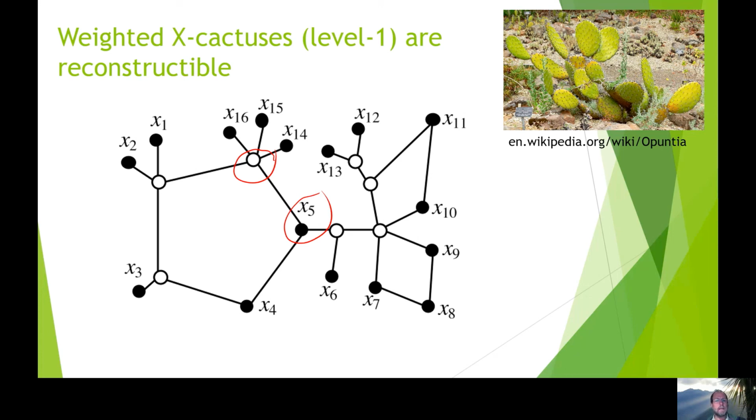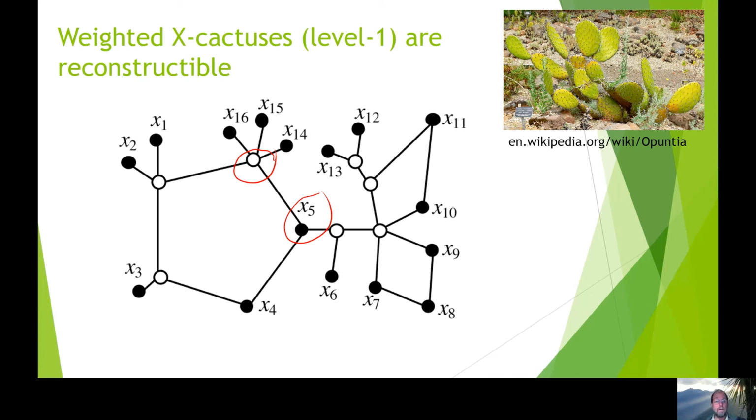So it's a bit like the analogy of an X tree, and in fact, even if all of the edges are weighted, then you can actually reconstruct that X-cactus from its distance matrix. So that's a nice situation.